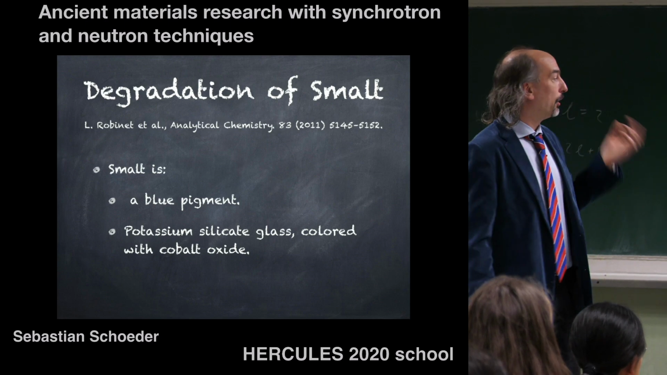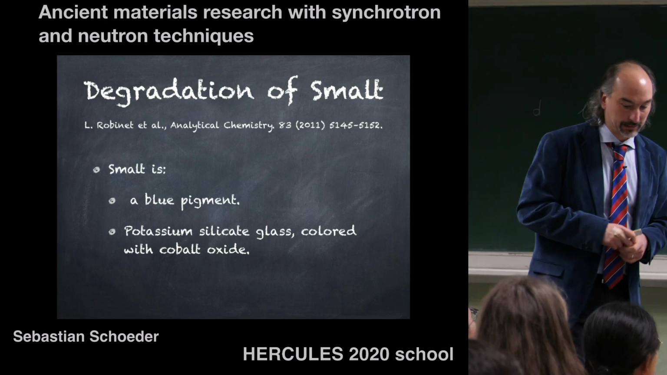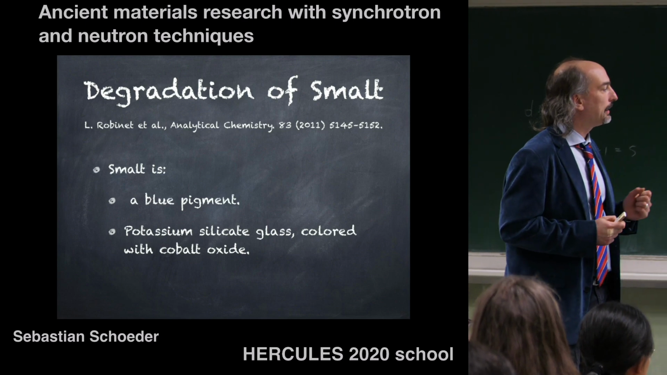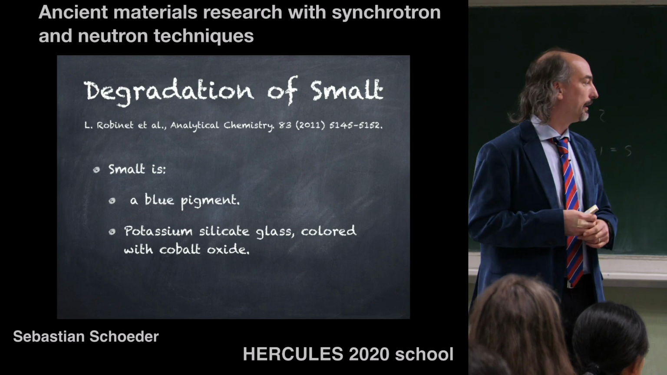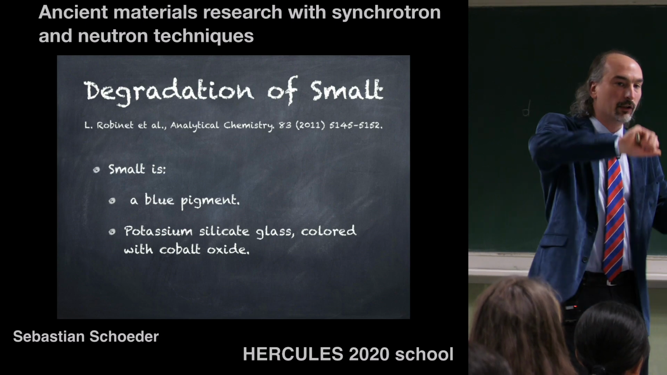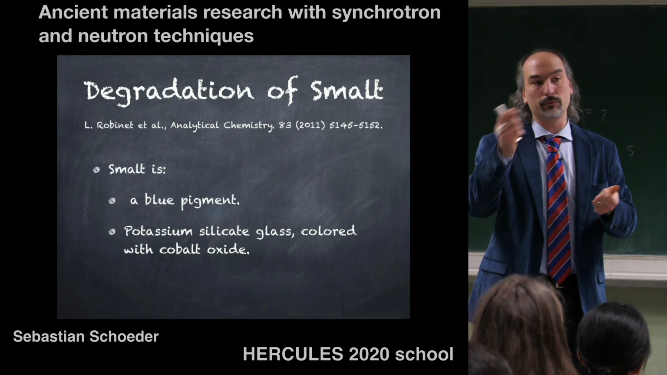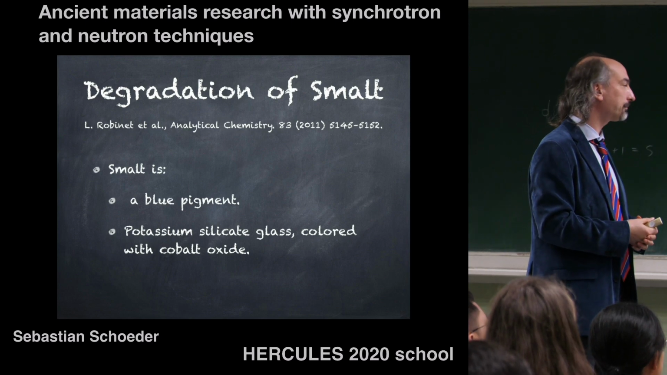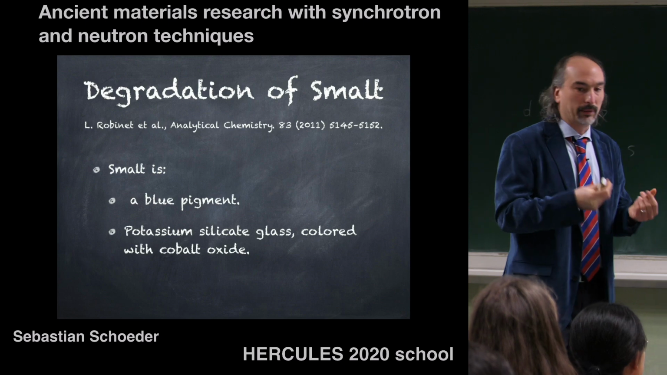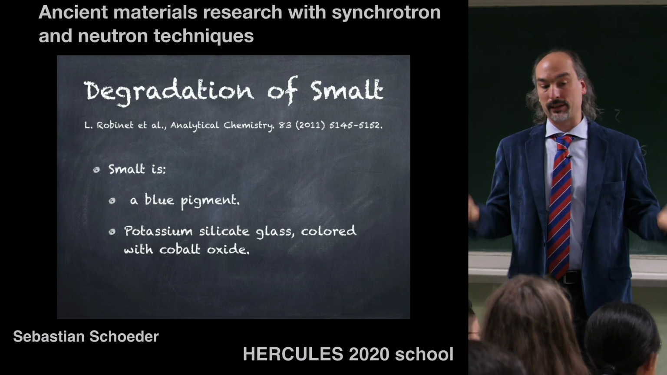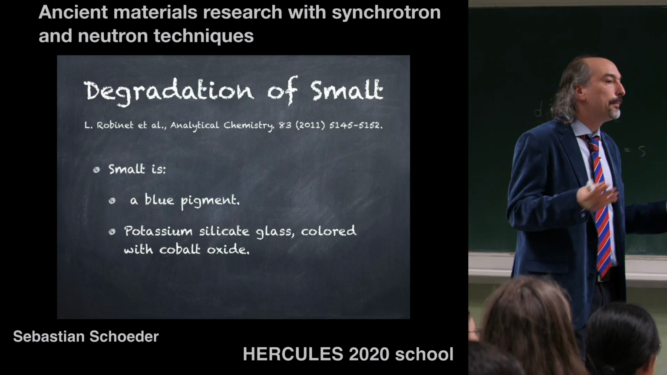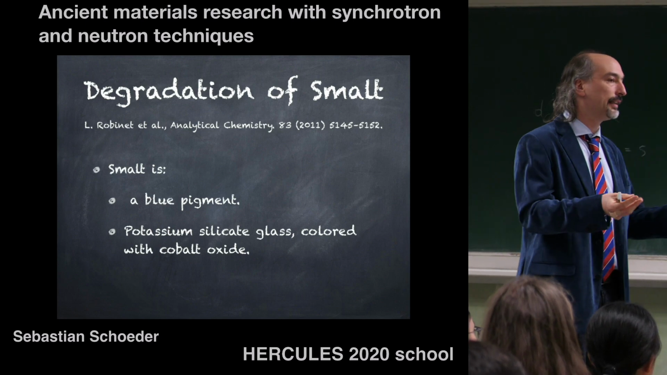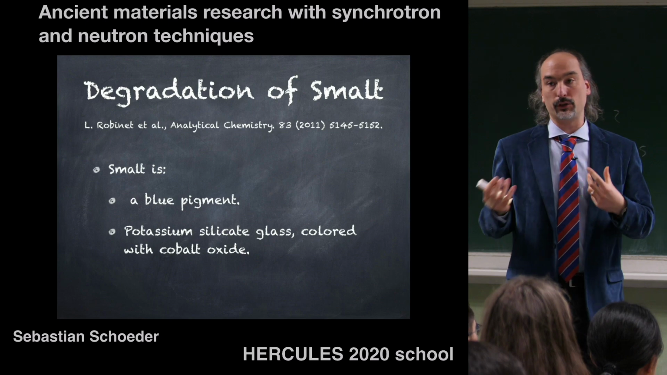Smalt is a very, very popular pigment, basically all over time, so you can still buy it today. It's a potassium silicate glass that is colored blue with cobalt oxide and then ground to a very fine powder, and then you use some binding media like oil and you put it on your canvas. And it's comparably cheap, it's easy to do, and it was very, very popular, even though people knew quite early on that it's not a very stable pigment. And it has this tendency to degrade into grayish, brownish tones.